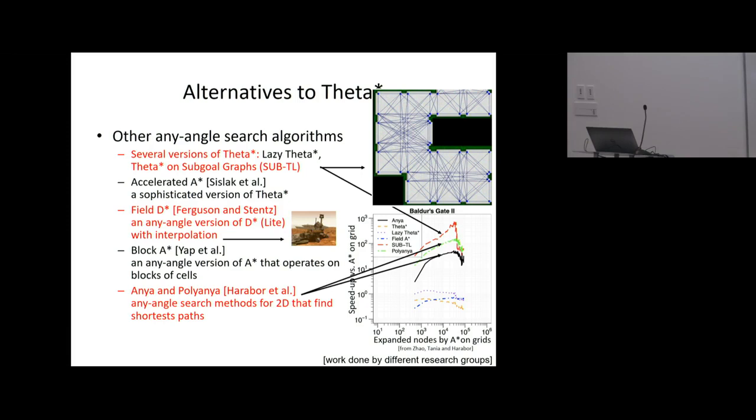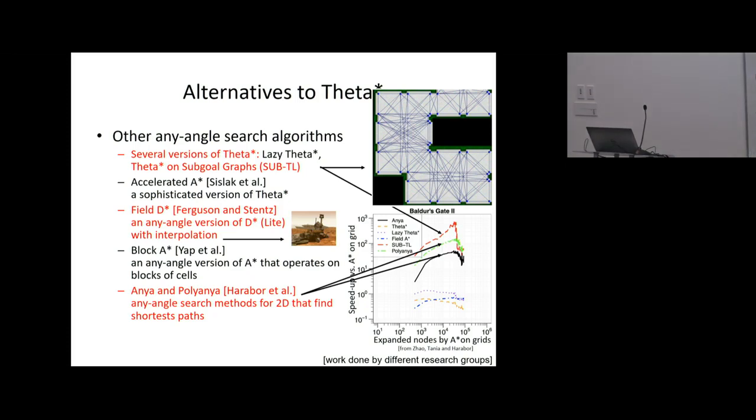So here's a little bit of the speed analysis. This is how difficult the problem is. This is the speedup versus just running a plain old A star search on the grid. And Theta star on subgoal graphs is this system. But it is suboptimal.